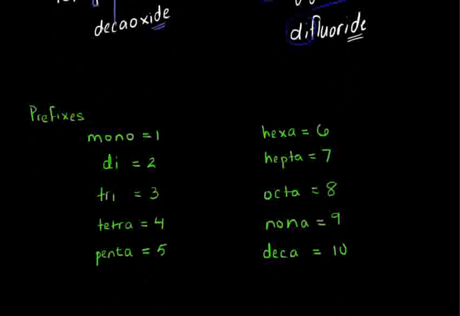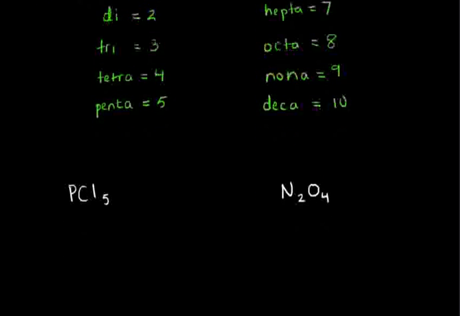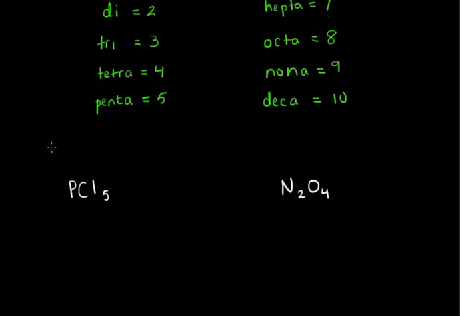And maybe if you need a little refreshing on your prefixes, I've listed them all for you here. They're pretty straightforward: mono 1, di 2, tri 3, tetra is 4, penta 5, hexa 6. Some of the trickier ones, I sometimes forget hepta is 7. Just remember, hepta comes after hexa, octa, nona, and deca. But before we move on to acids, I want to look at a few little exceptions to some of the rules we've generated. And we're going to use these 2 examples to illustrate those exceptions.